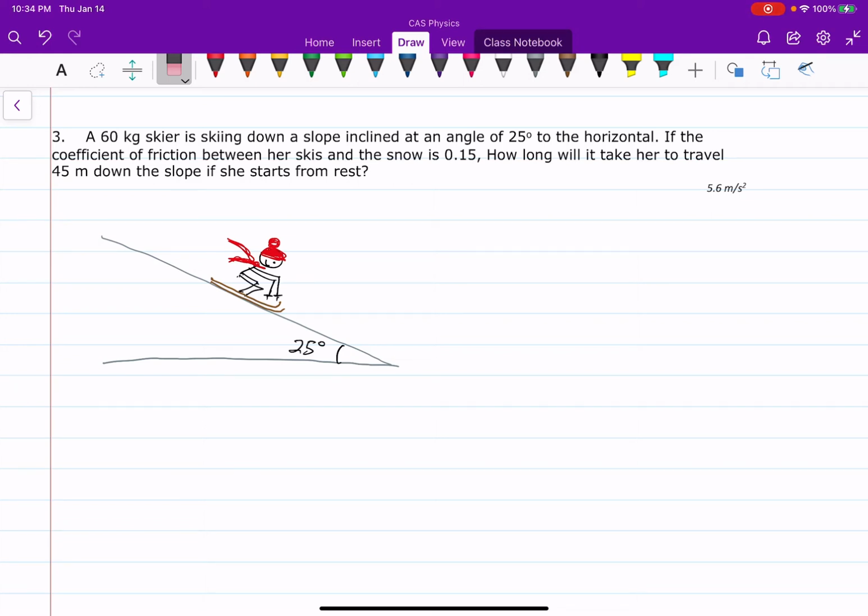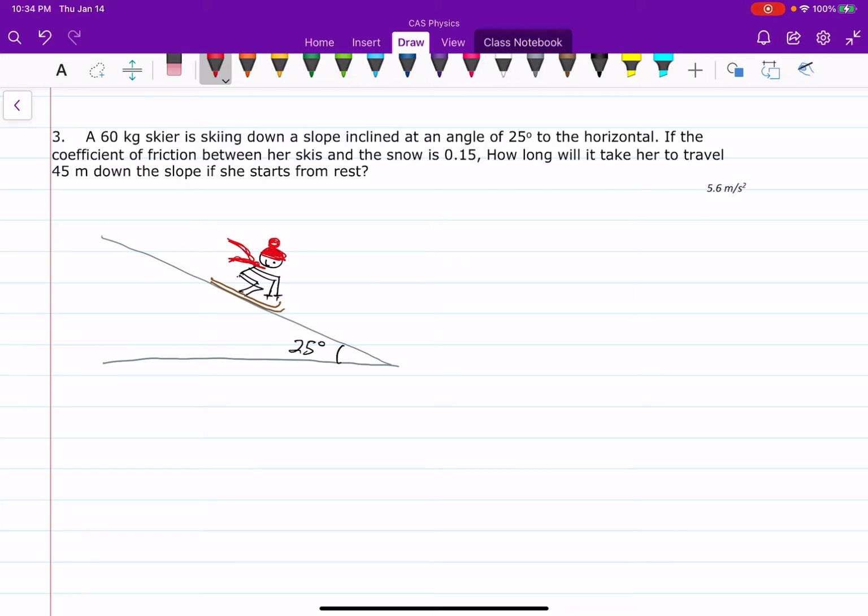All right, so this question is about a skier going down a slope. I love this question. It's pretty juicy, so I like to get into these kinds of problem-solving exercises. The question is ultimately asking us, how long will it take? So just to recap, the skier is skiing down a slope.